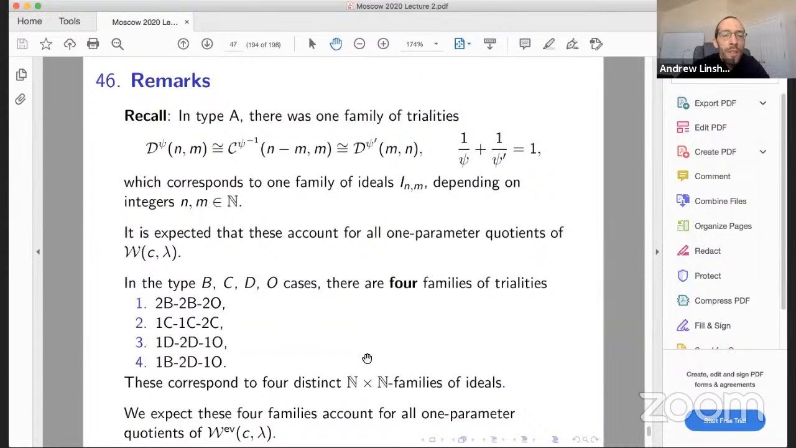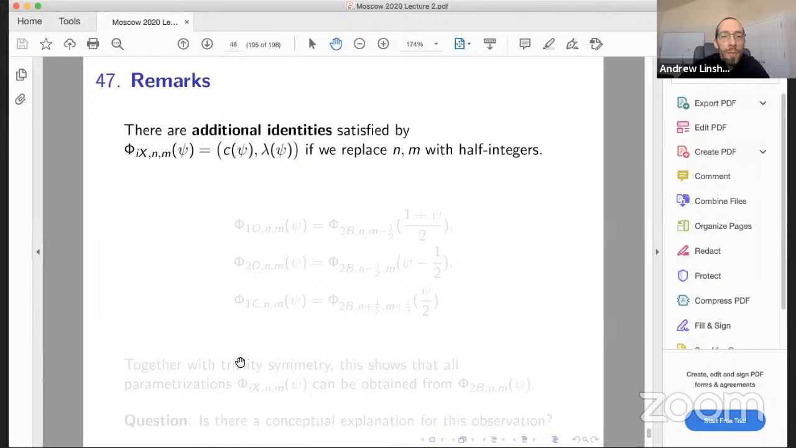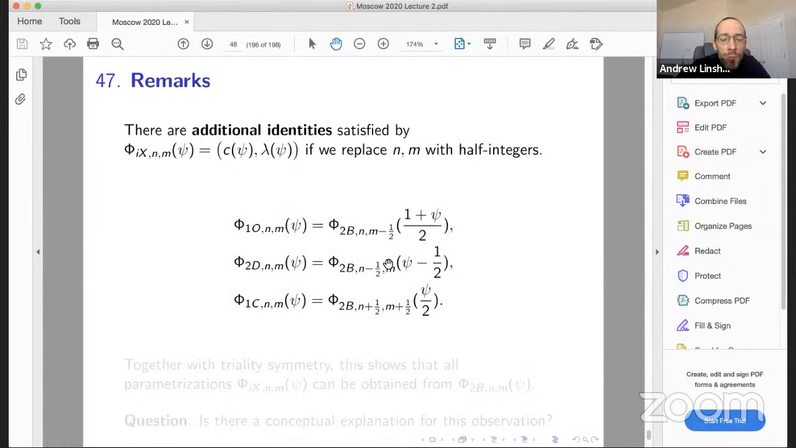Now there is an interesting computational observation, which is that these are different families of ideals, but there still is a uniform expression for all of them, which one notices computationally. So there are some identities that these parameterizations satisfy if you replace n and m with half integers. So n and m are not half integers, the way I've constructed these algebras, right? They correspond to the ranks of certain Lie subalgebras. So it's a priori meaningless to replace them with half integers. But it turns out that you can formally do this.